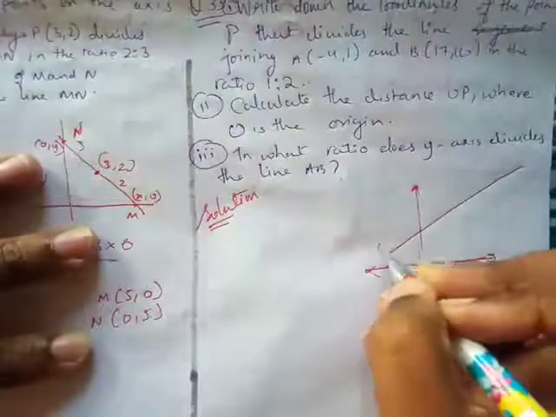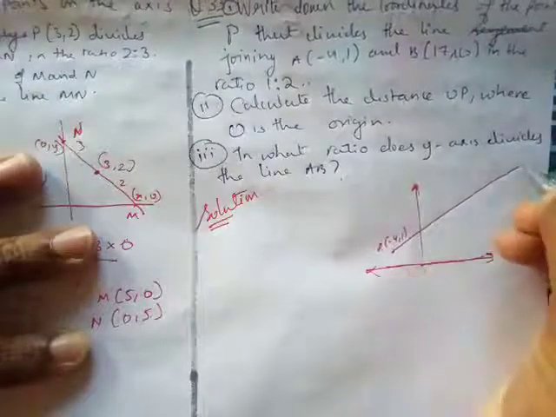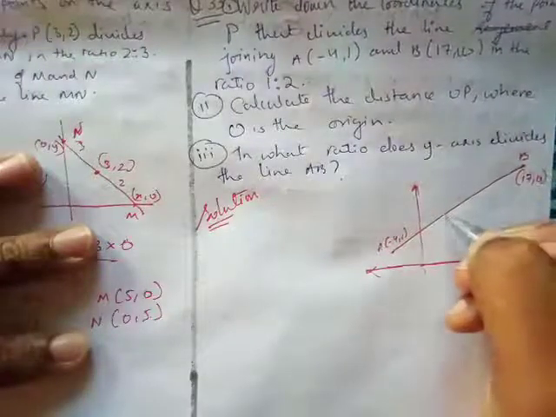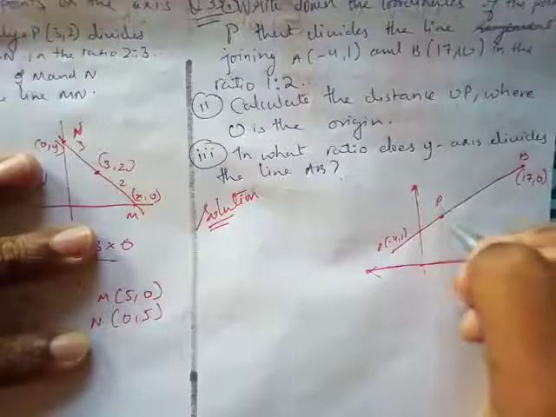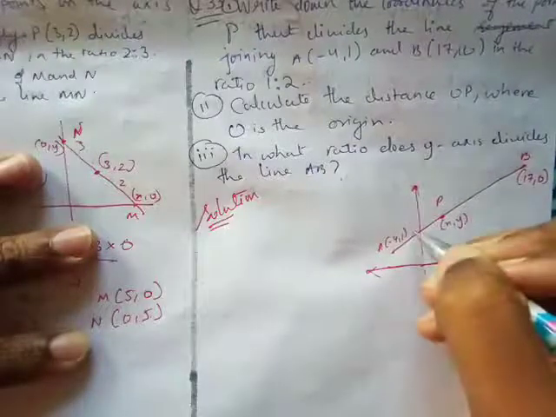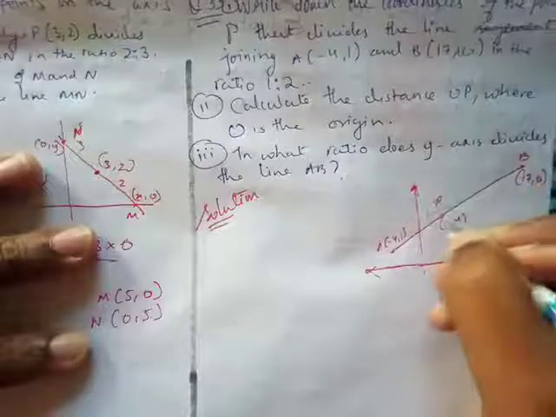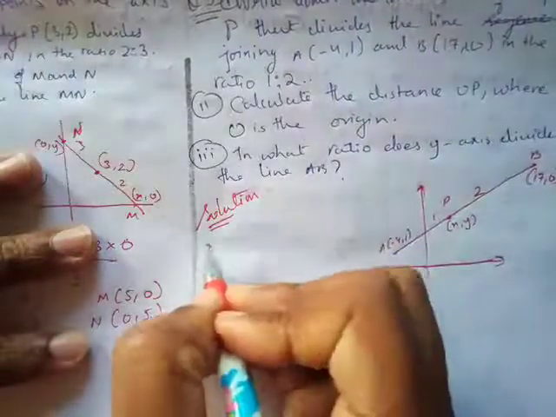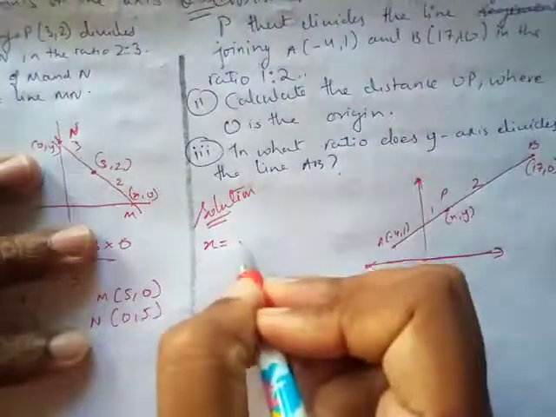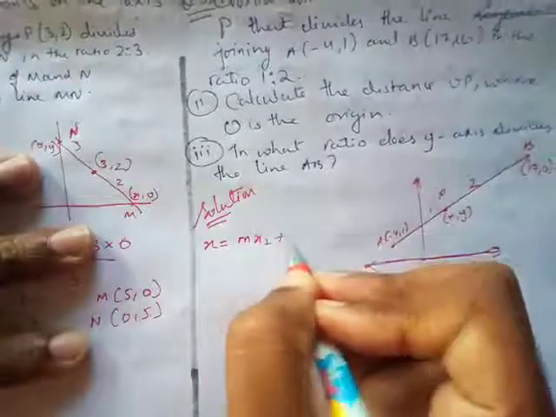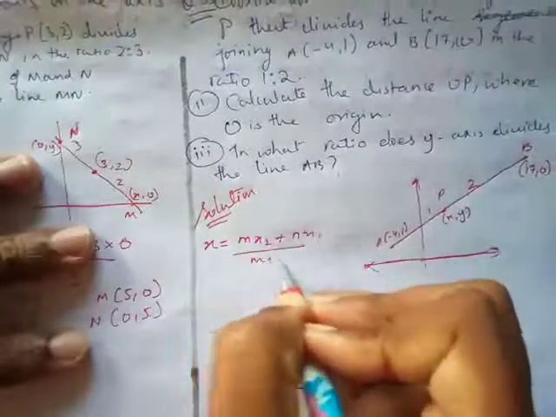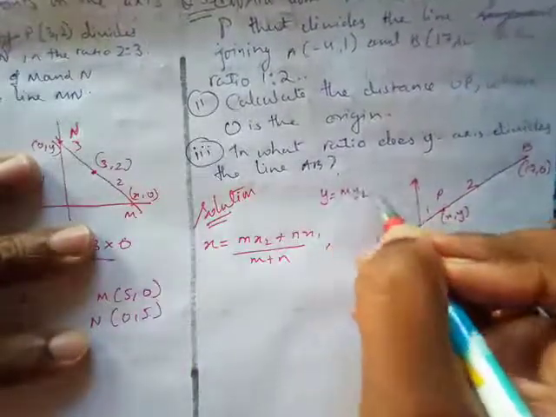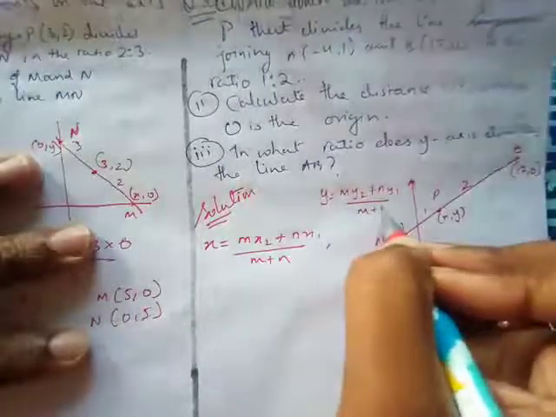Okay, so this point can be A, minus 4 comma 1, and this point can be B, which is 17 comma 10, and this is point P. Okay, and I don't know the coordinates of this, that is x comma y, but I know the line is being divided in the ratio 1 is to 2. So I'm going to put the formula for this x and this y. So formula for x is going to be m x2 plus n x1 upon m plus n. Same for y, m y2 plus n y1 upon m plus n, right?